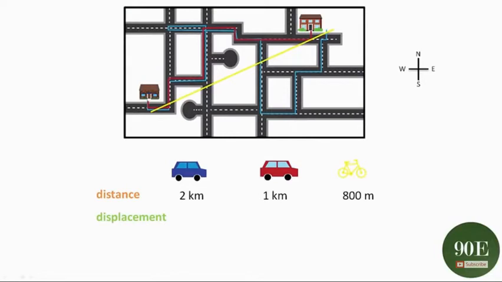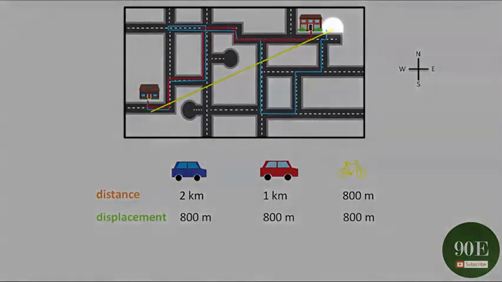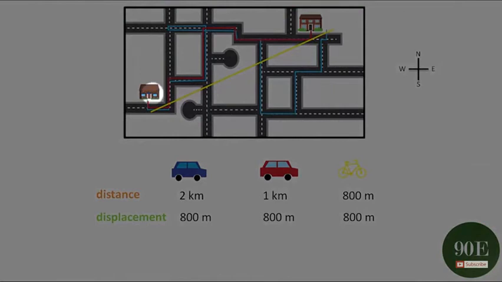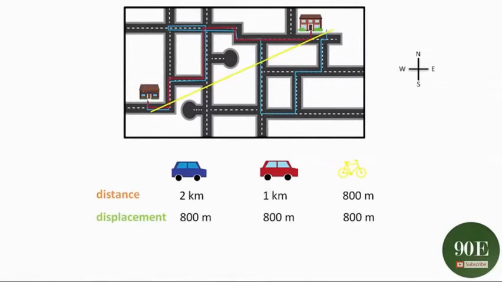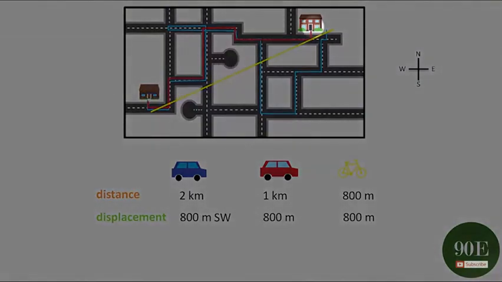So, what about the displacement? What do you think the displacement for the blue car, the red car, and the bicycle would be? They're going from the friend's house to your house or from your house to the friend's house. Total displacement for the blue car, 800 meters. To make it displacement, we would say southwest. The red car, 800 meters. To make it displacement, we would say northeast. And the bike, it was 800 meters and it traveled to the northeast.